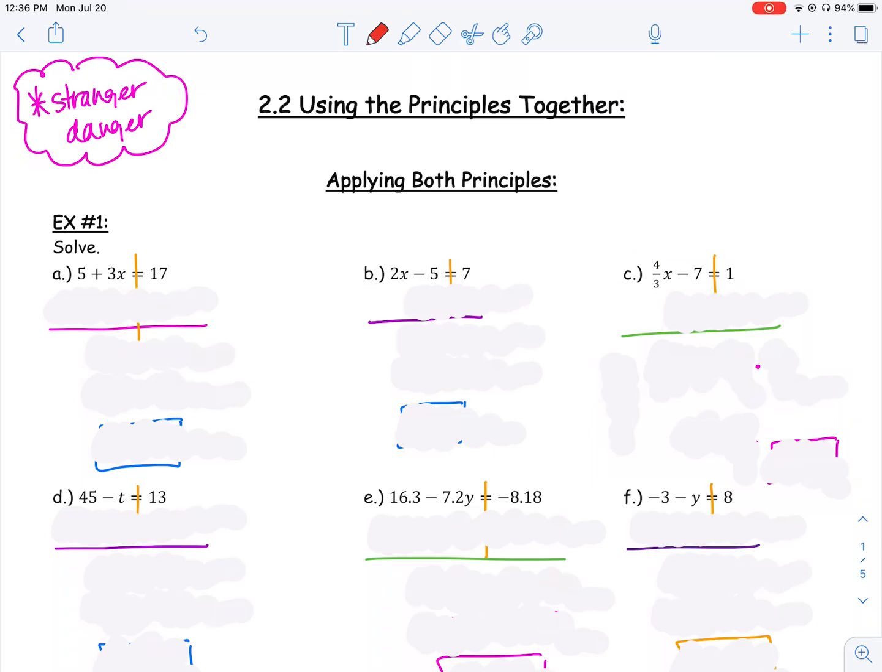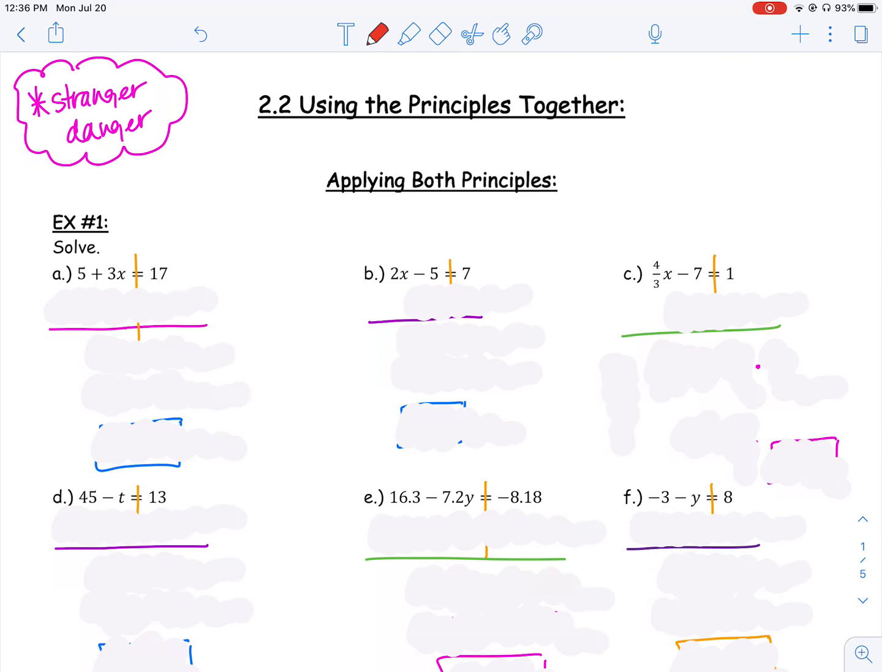All right, we're now in section 2.2, where we're going to take the ideas of solving equations and do multiple step equations this time. In 2.1, we just did single steps. We either just added, just subtracted, just multiplied, or just divided. Now we're going to do all of it at the same time. So it gets a little more complicated.